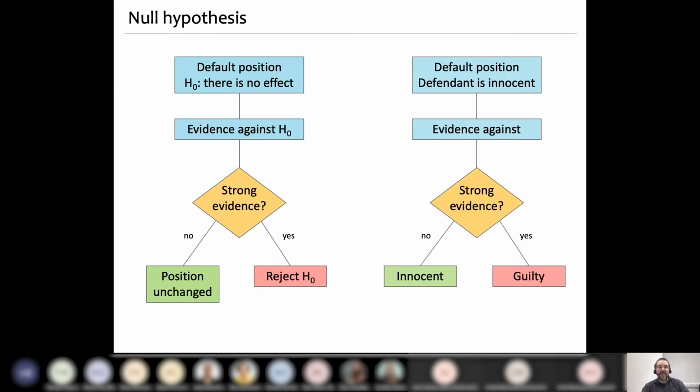There is a nice analogy to a court trial where the default position in the beginning is that the defendant is innocent. And then we search for evidence against this innocence. And if we find strong evidence, we can then declare the defendant guilty. Otherwise, our default position remains innocent. Innocent until proved guilty beyond a reasonable doubt. By the way, you cannot prove the null hypothesis, just like you cannot prove innocence.